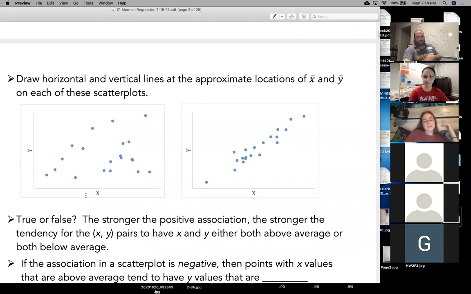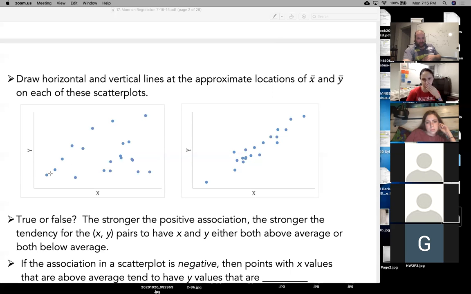So, draw horizontal and vertical lines at the approximate locations of X bar and Y bar on each of these scatter plots. All right. Well, if you ignore the two-dimensional pattern and drop every point down, so you just look at them along the x-axis, which is kind of hard to do, the average looks to be somewhere in the middle, to be honest. The y average tends to be maybe a little lower. It looks like there are more points at the bottom than at the top.